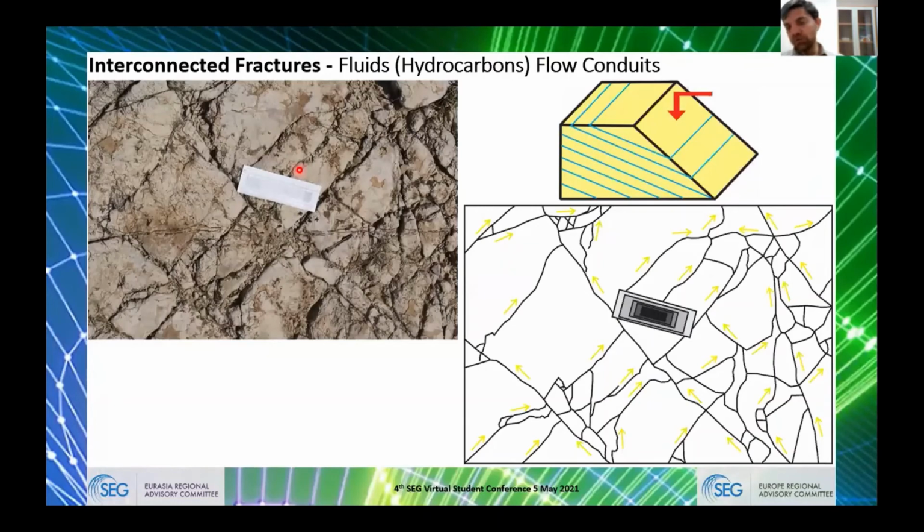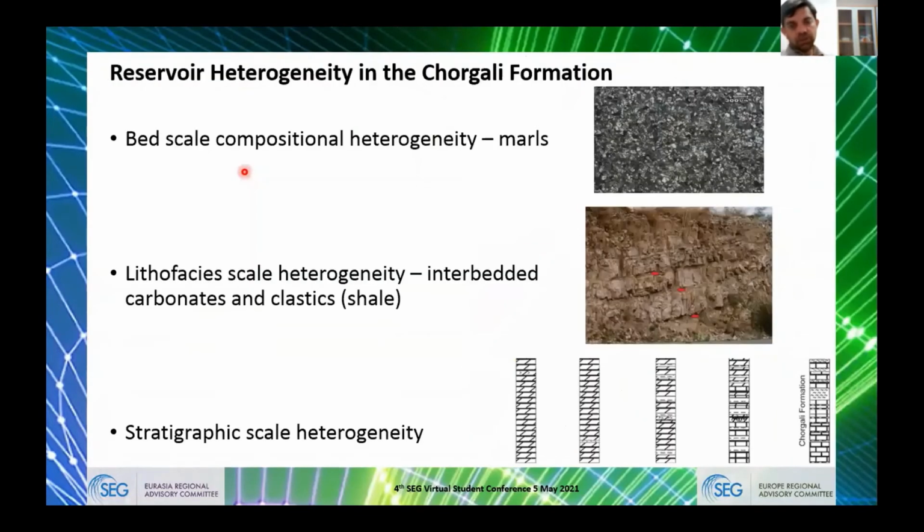Although these are on the outcrops, we can also consider such kind of penetration of fractures in the subsurface as well, and then the distribution of hydrocarbons in the subsurface. So reservoir heterogeneity in the Chorguli formation, using the scheme of Chiarella et al. 2017, three types of heterogeneities have been interpreted: bed scale compositional heterogeneity, lithophase scale heterogeneity, and stratigraphic scale heterogeneity.